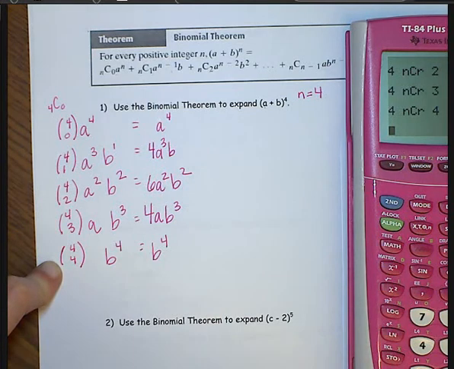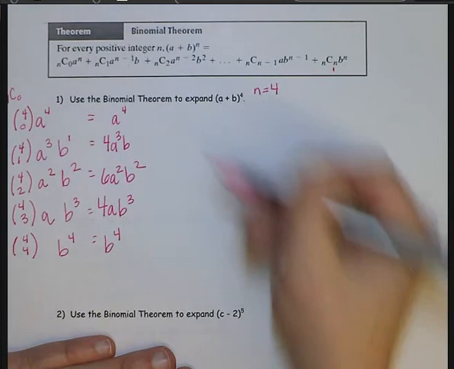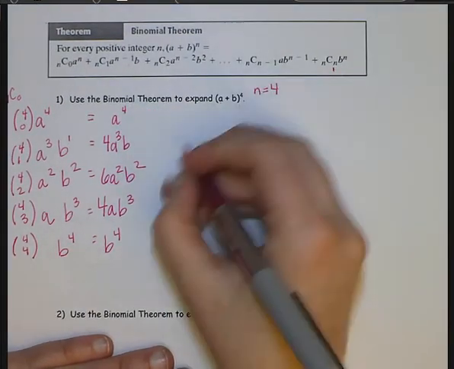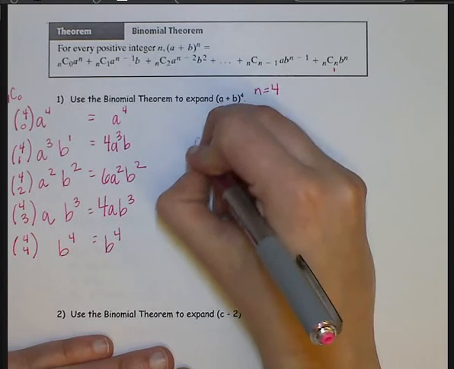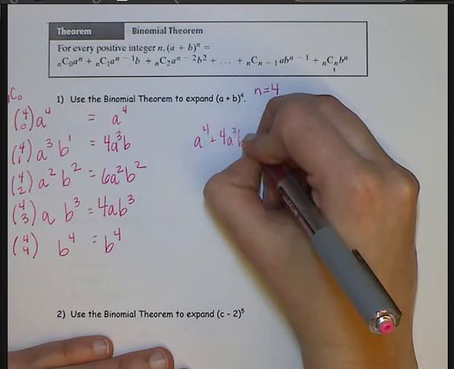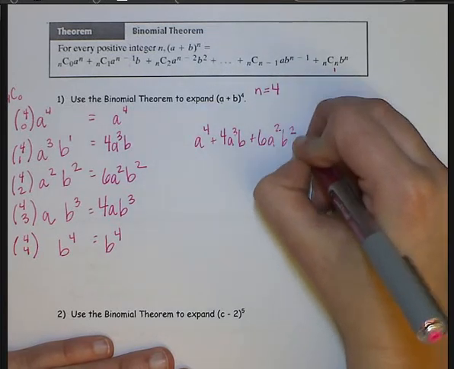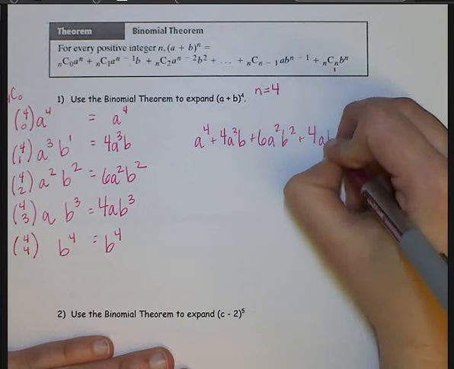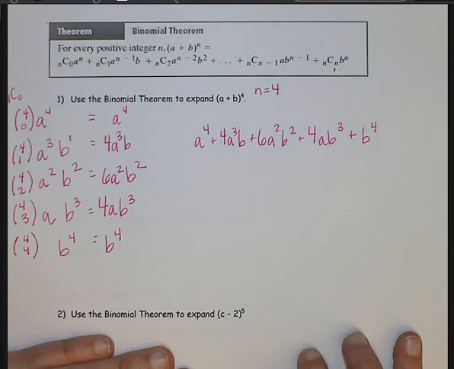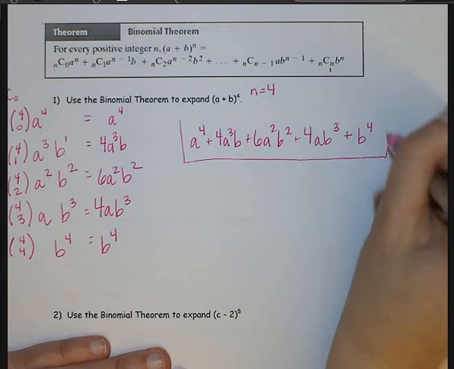So I can write this all out in standard form, just going from the top to the bottom. We're going to put it back into a horizontal equation. So I have a to the 4th plus 4 a cubed b plus 6 a squared b squared plus 4 a b cubed plus b to the 4th. Okay, so there is my final answer, expanded out. We're making it bigger.